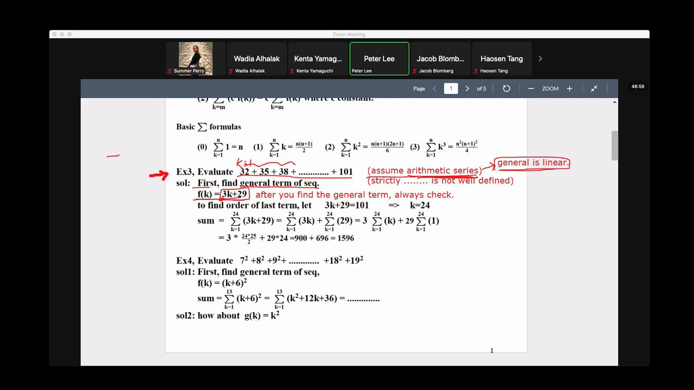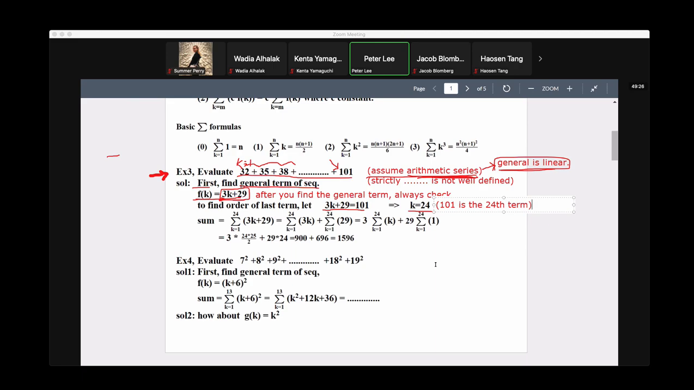Now, to find the order of the last term, let's see. If you want to know what order this 101 is, what do you do? Set 3k plus 29 equal to 101, and then you get k equals 24. That means the last term, k equals 24, what does that mean? That means the term 101 is the 24th term.